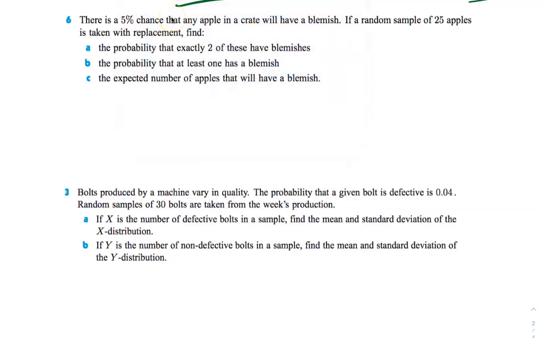Okay, so we have a probability of 0.05. So don't forget, it's 5%, not 50%. We have 25 apples. That's our n. Probability of exactly 2 blemishes, so it's an exactly problem. So it's a PDF. So it'll be binomial PDF with x equals 2. Let's type that into our calculator real quick.